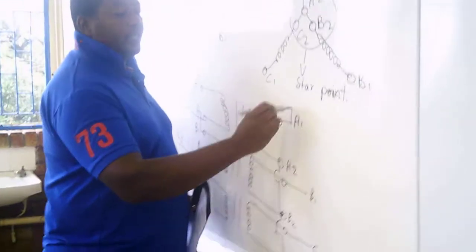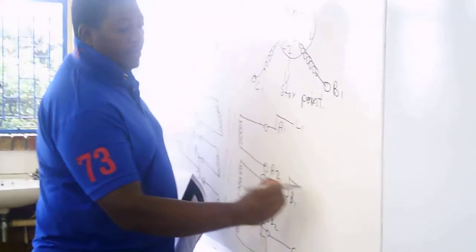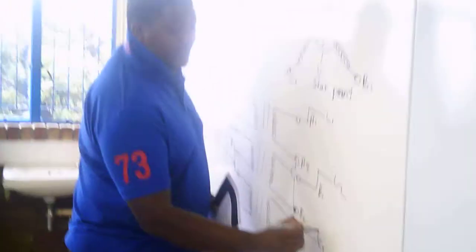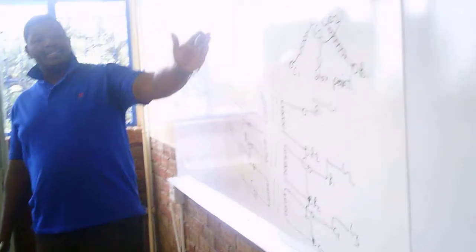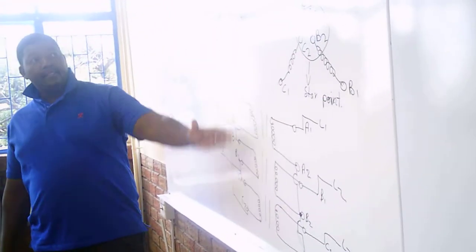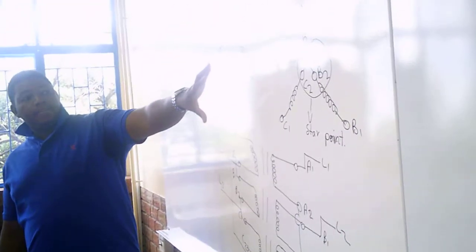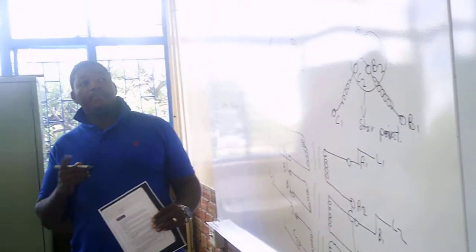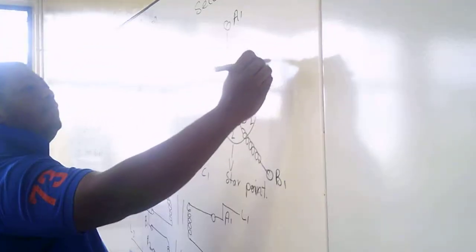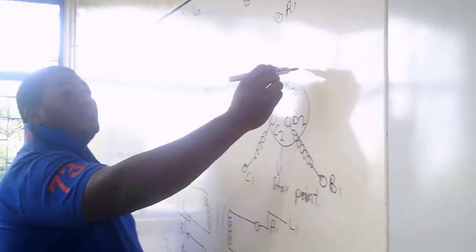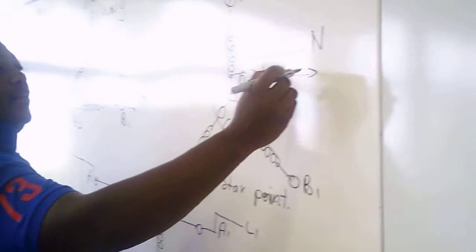Alright, so we know that this is our star connection. Here, A1, we can name it line 1, line 2, and line 3. And we know that three phases got 3 lines. Am I right? Now, on the star side of the transformer, which I've said is very important, we know that from the star point of the transformer, we have our neutral as well as the earth.